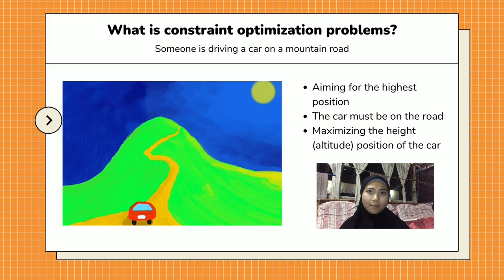So here are some examples of a constraint optimization problem. From the figure, we can see that someone is driving a car on a mountain road. He wants to climb as high as possible to have a better view of the moon. But he doesn't want to go off the road and he cannot fly to the moon either. So we are aiming for the highest position while satisfying the constraint that the car must be on the road. First and foremost, this is an optimization problem. An optimization problem can be either maximizing or minimizing depending on how we formulate the problem.